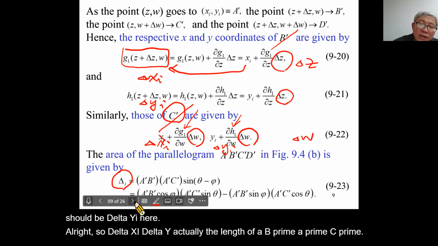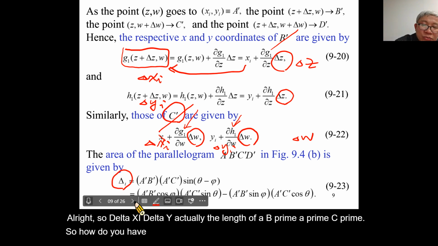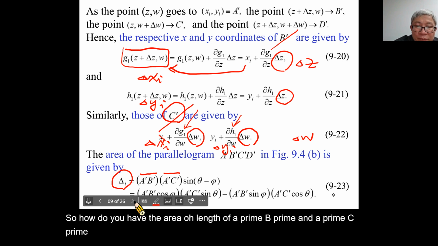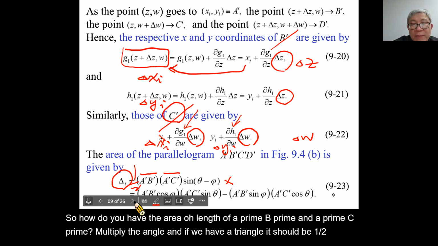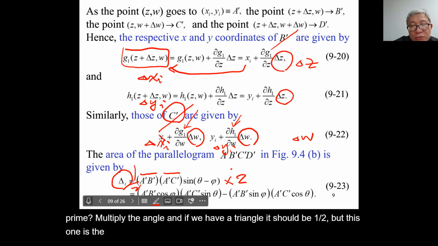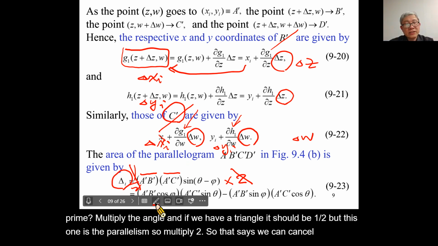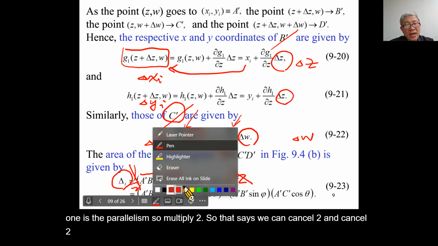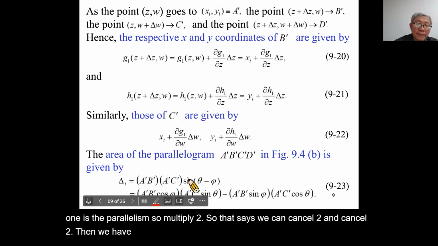Well, so how do we get the area? It is the length of A prime B prime and A prime C prime, multiplied by the angle. And if we have a triangle, it should be a half. But this one is a parallelogram, so multiply by 2. So we can cancel the 2, and then we have a unit 1.